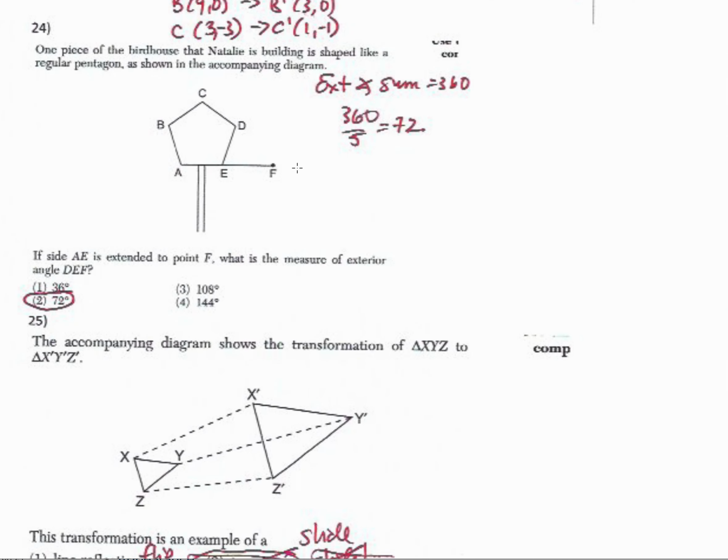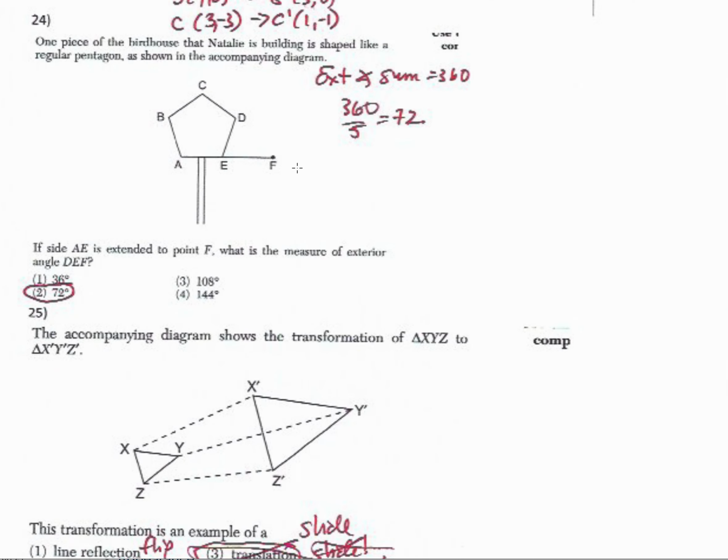Number 24. One piece of the birdhouse that Natalie is building is shaped like a regular pentagon. Looks like home plate, right? Almost. The sides aren't parallel, as shown in the accompanying diagram. So it wants to know the measure of an exterior angle.